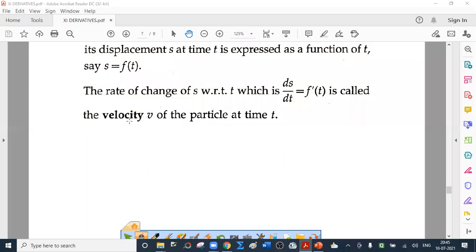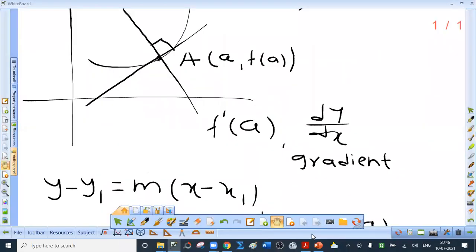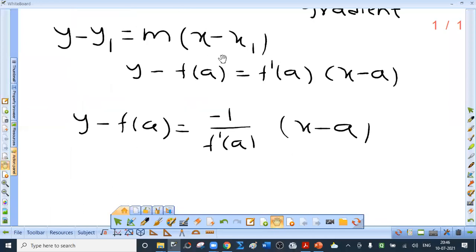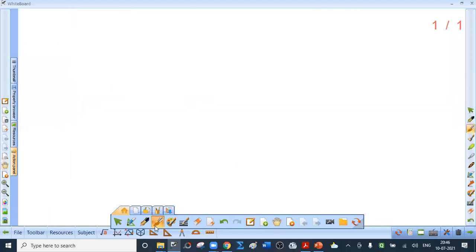Just velocity is mentioned, but I can say that what is acceleration? See, acceleration is nothing but rate of change of velocity with respect to time. So, dv dt is nothing but acceleration. Okay. So what is the physical significance of derivative? Derivative measures the rate of change.